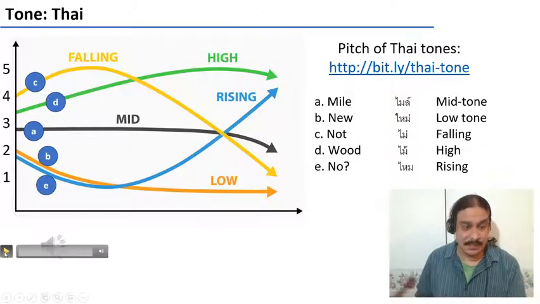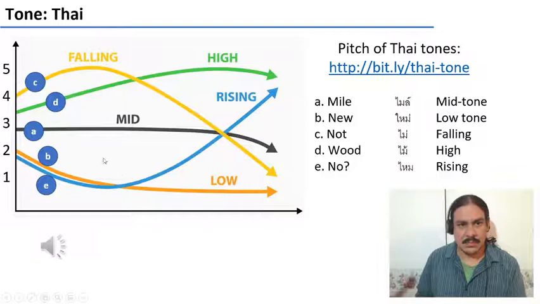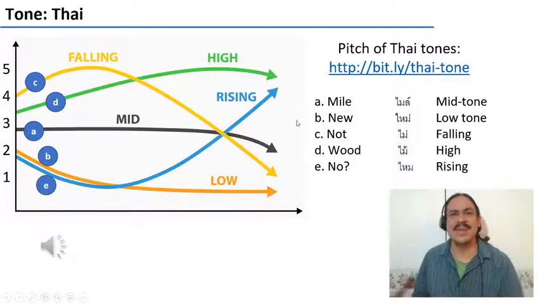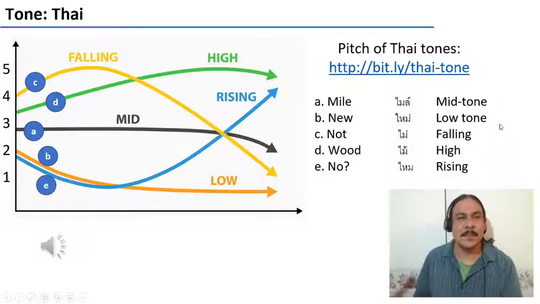So let's hear them. Those are the five tones in Thai. And as you can see, their trajectories are a little bit more complex than those in Mandarin Chinese.